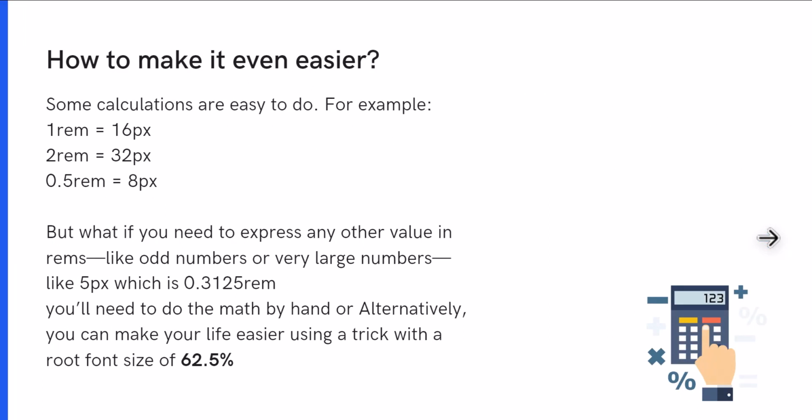Okay, this calculation is easy. Some of the calculations are easy. For example, 1 rem is 16 pixel, as we said. Okay, what about 32 pixel? It's no problem. Divided by 16 is 2 rem. So we divide by 16 and it gives us the rem. But what about 5 pixel? 5 pixels divided by 16 gives us 0.3125 rem.